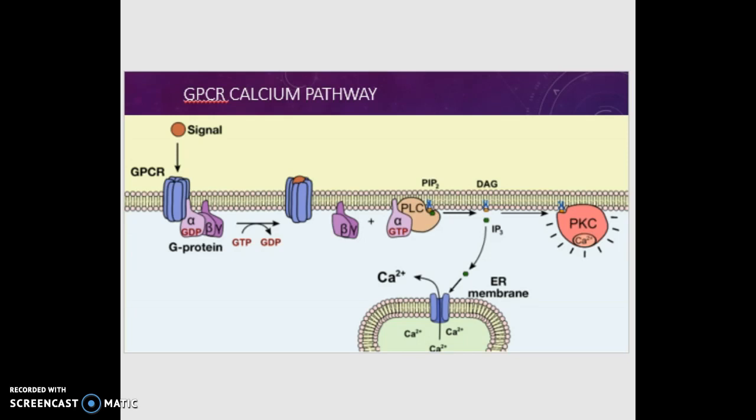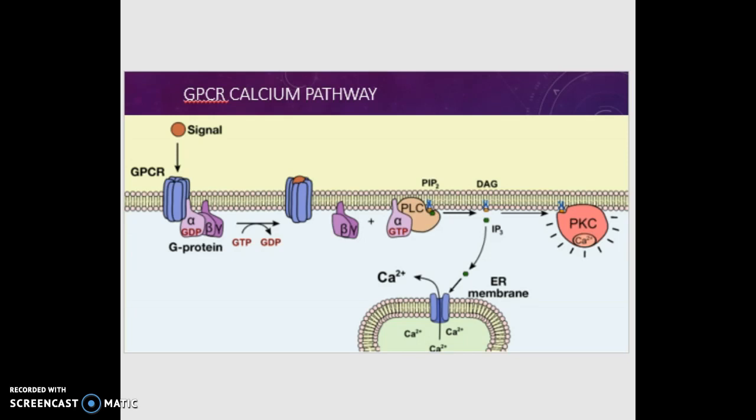Calcium uses a membrane component known as PIP2. Phospholipase C splits PIP2 into two other molecules, IP3 and DAG. IP3 leaves the membrane and travels to the cell's interior.